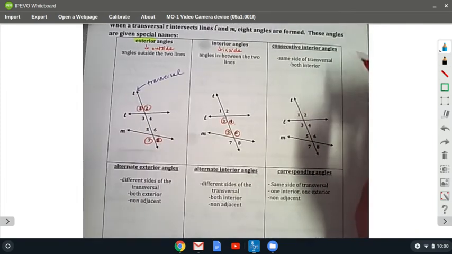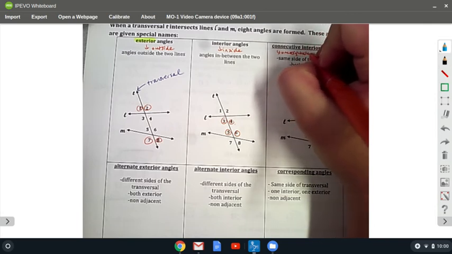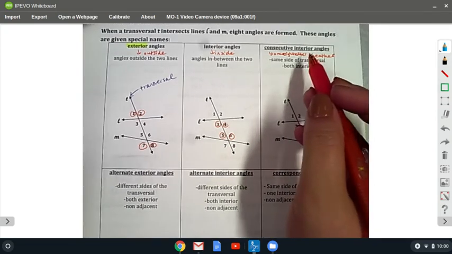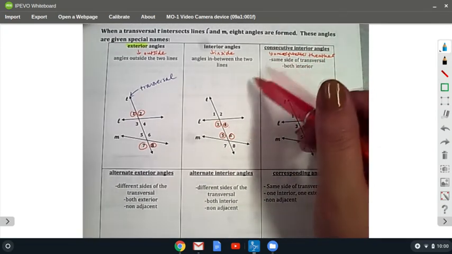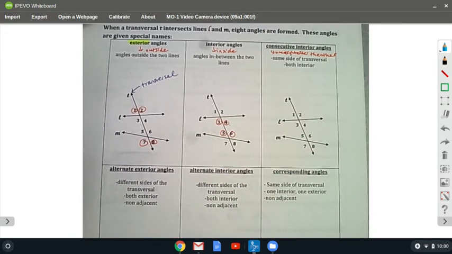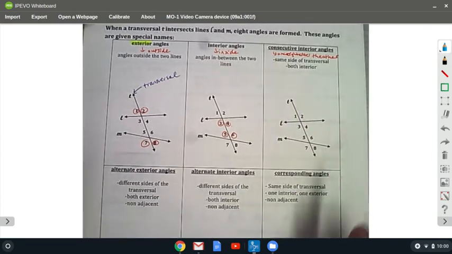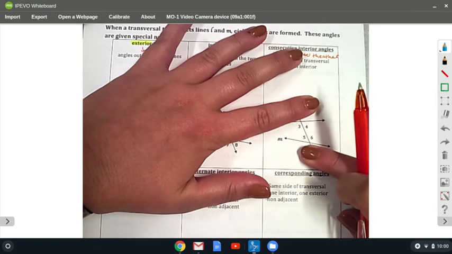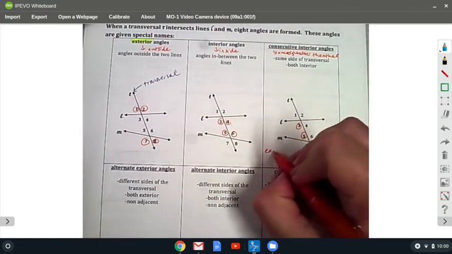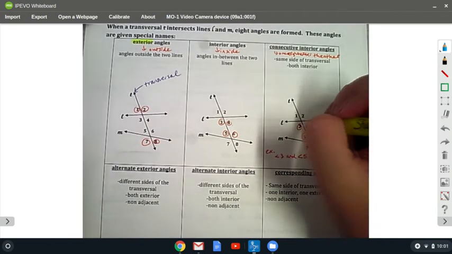Consecutive interior. Consecutive means one right after the other. And then we know that interior means inside. So consecutive means one right after the other, like 3 and 4. Those numbers are consecutive numbers. So for consecutive interior angles here, we want to just focus on the interior. So we're just looking at 3, 4, 5, 6. These would be an example of consecutive interior. So an example would be 3 and angle 5. Another example would be 4 and 6.